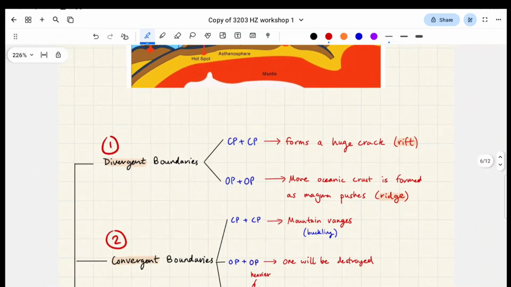First, with the divergent boundaries, you can have continental plate divergent boundaries. So that's two pieces of land that are splitting apart. It creates something called a rift. That's where there's just a huge crack in the ground, essentially, right?